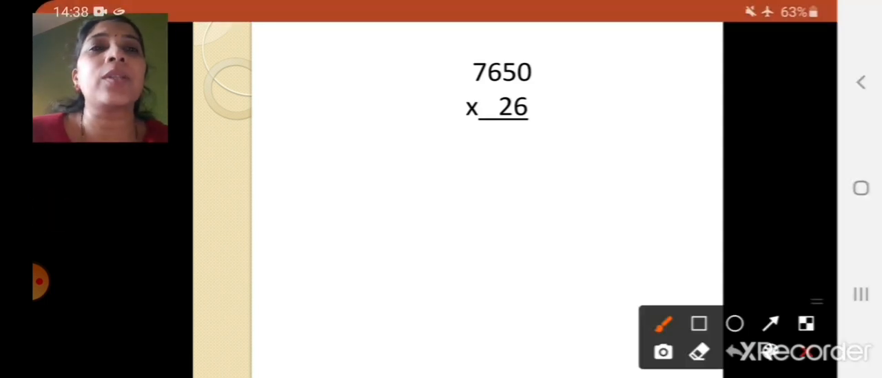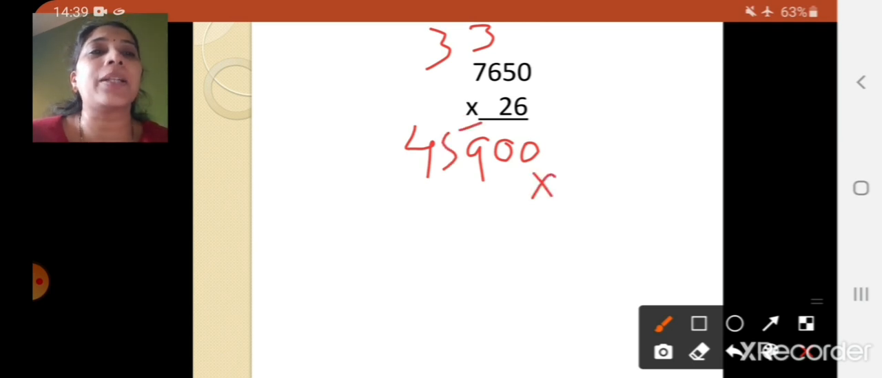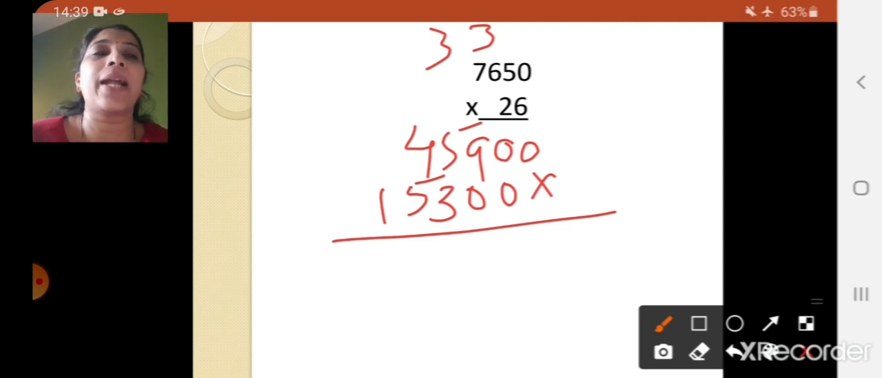Now 6 zeros are 0. 6 5s are 30. So 3 carried over. 6 6s are 36. 36 plus 3 is 39. So 9 written down, 3 carried over. 6 7s are 42. 42 plus 3 is 45. Now start the multiplication with the next digit. 2 zeros are 0. 2 5s are 10. So 1 carried over. 2 6s are 12. 12 plus 1, 13. So 3 written down, 1 carried over. 2 7s are 14. 14 plus 1 is 15. So now you will carry out the addition.